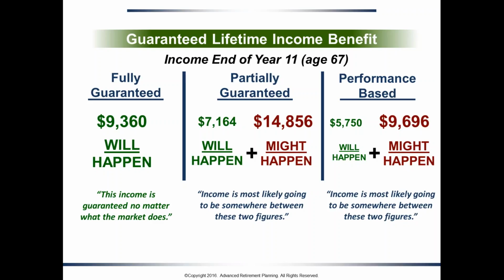On the left, we can say this is absolutely going to happen. In the middle, the income is likely to be somewhere between these two figures, depending on the product that we're using and whether or not that product income continues to increase every year once it is triggered. You guys with me on this? Does it make sense? Yes.